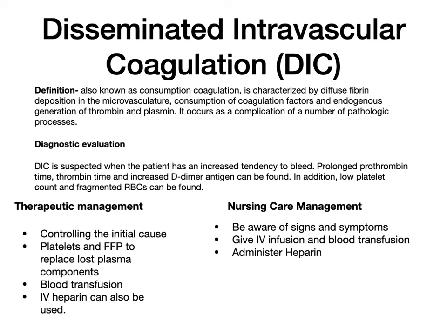Disseminated intravascular coagulation is also known as a consumption coagulopathy. It is characterized by diffuse fibrin deposition in the microvasculature, consumption of coagulation factors, and endogenous generation of thrombin and plasmin. It occurs as a complication of a number of pathologic processes. It is suspected when the patient has an increased tendency to bleed. Therapeutic management includes controlling the initial cause, platelets and FFPs to replace lost plasma components, blood transfusion, IV heparin, and the nurse care management is to be aware of signs and symptoms, give IV infusions and blood transfusions, and administer heparin.